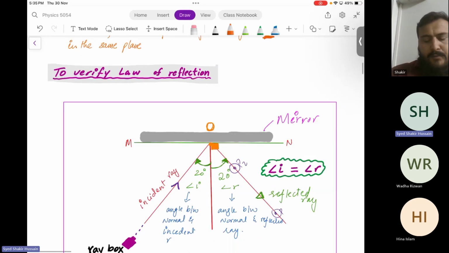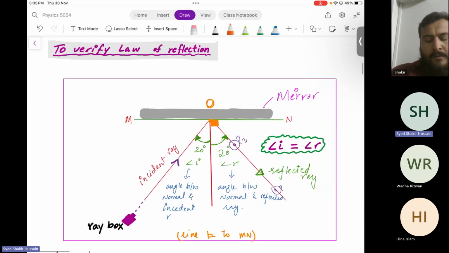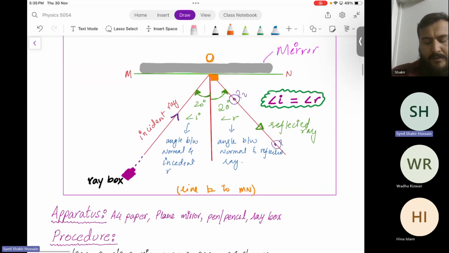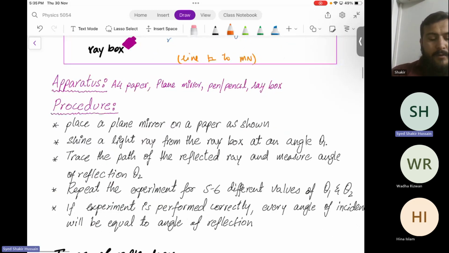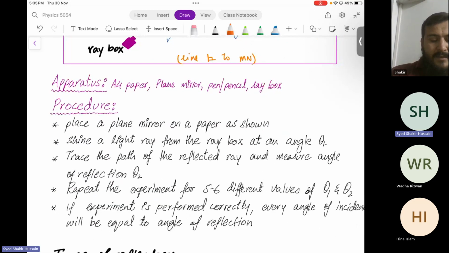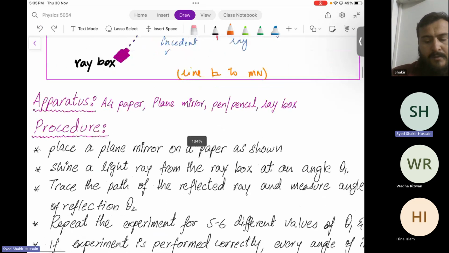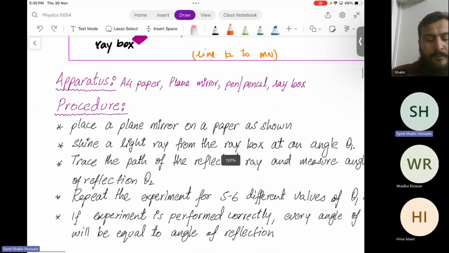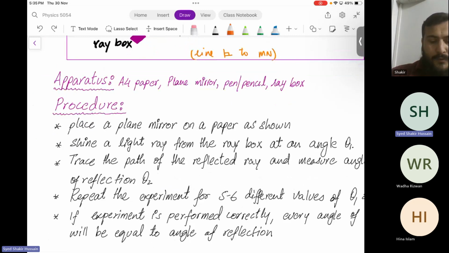There's a small experiment which we need to know, to verify the law of reflection. The apparatus that we are going to be needing for this experiment is number one, an A4 size paper. I'll try to do this experiment in the class, and those who are not here can observe online as well. We'll be doing this experiment someday soon.